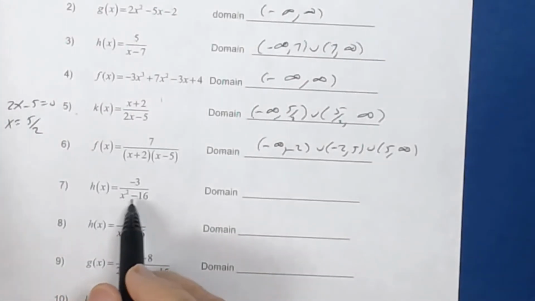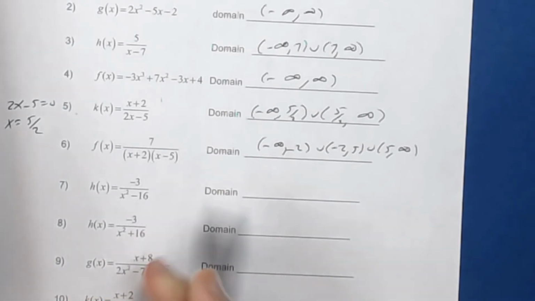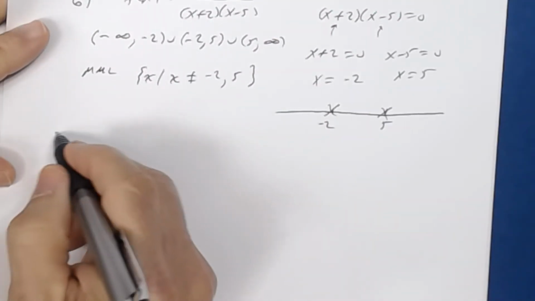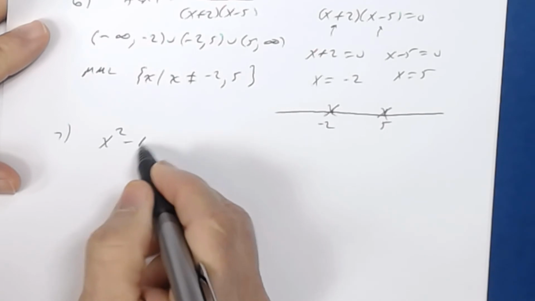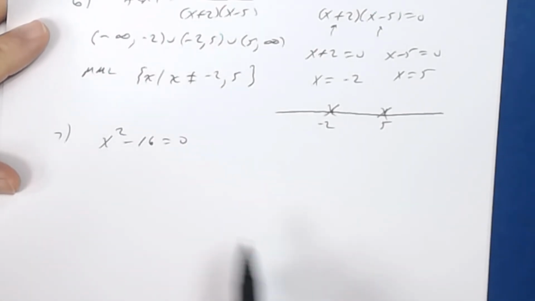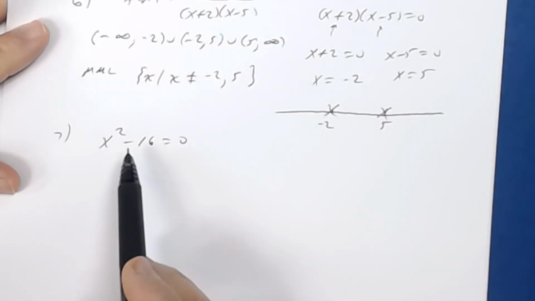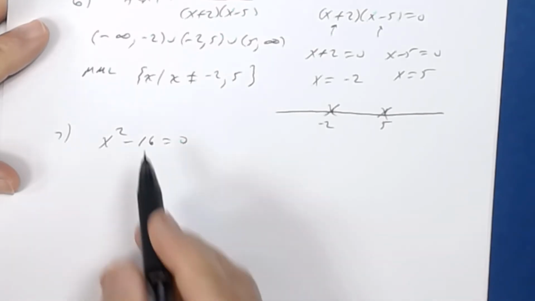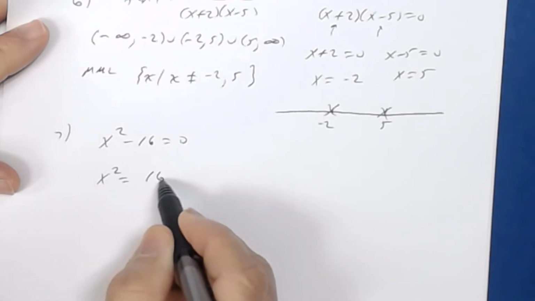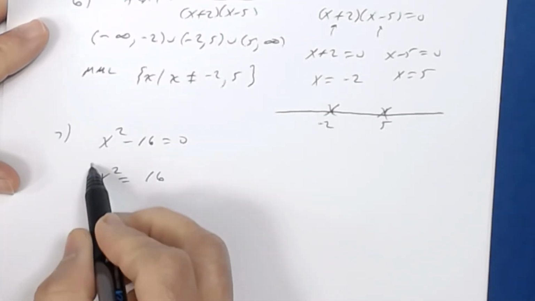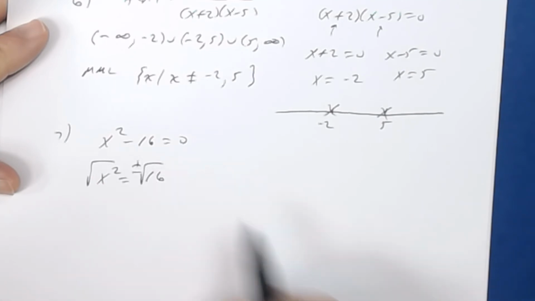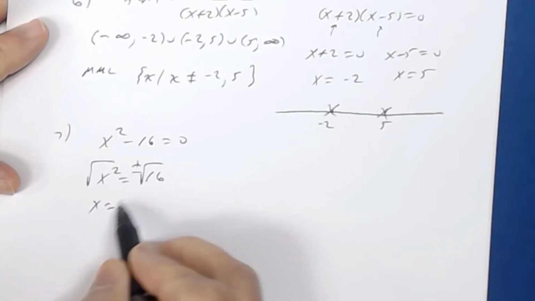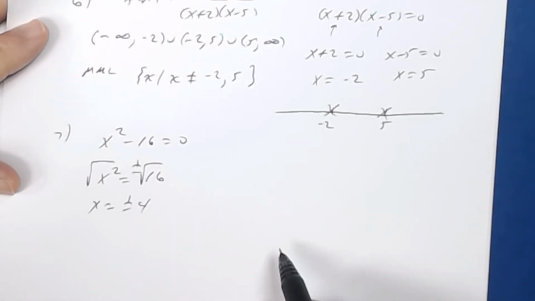Number 7, if you look at your rational function, here's my denominator. So I have to figure out where the denominator equals 0. There are a couple of ways you could do this. You could use the square root property. Since there's an x squared but no x term, you could bring the 16 over. So I get x squared equals 16. And then taking the square root of both sides, don't forget plus or minus, I get x equals plus or minus 4, right?